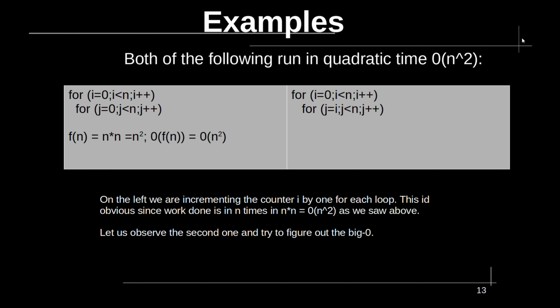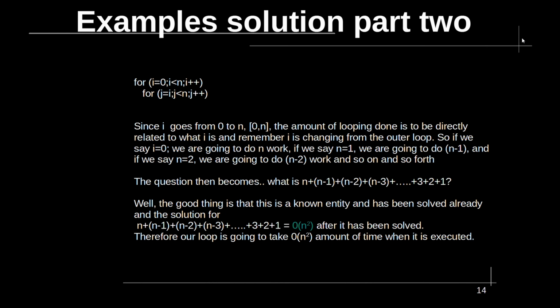So since i goes from 0 to n, the amount of looping done is going to be directly related to what i is. And remember, i is changing from the outer loop. If you fix i to be 0, we are going to do n work. If you fix i to be 1, you're going to be doing n minus 1 work. If you fix i to be 2, you're going to be doing n minus 2 work, and so forth.